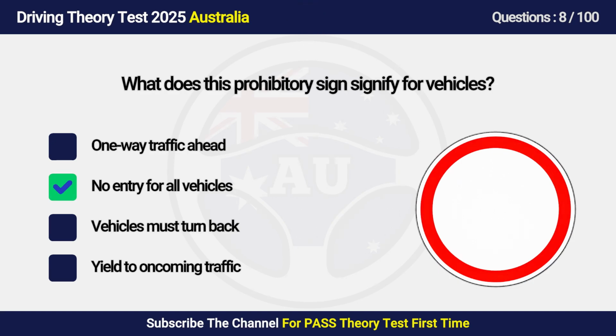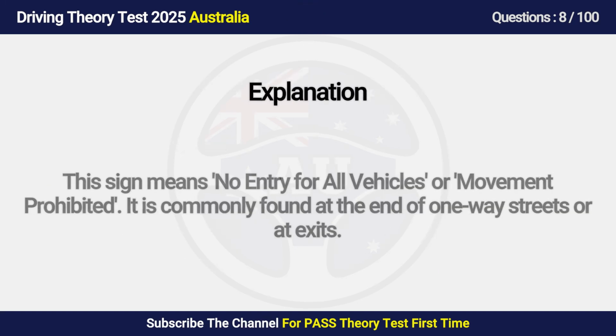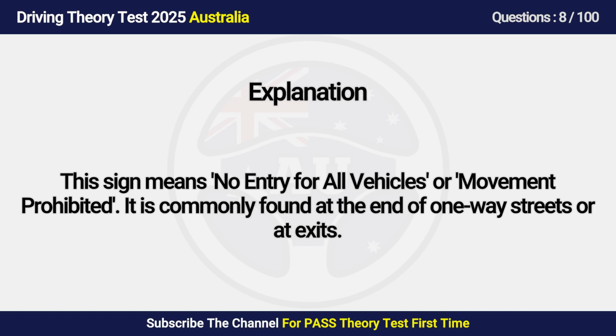Answer is B. No entry for all vehicles. This sign means no entry for all vehicles or movement prohibited. It is commonly found at the end of one-way streets or at exits.